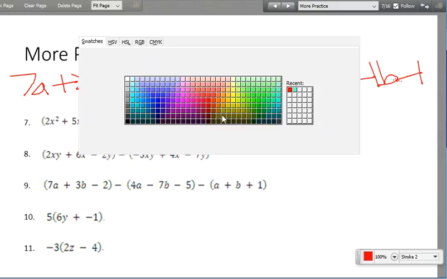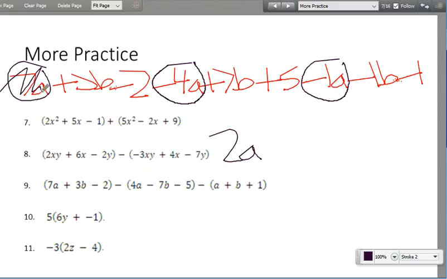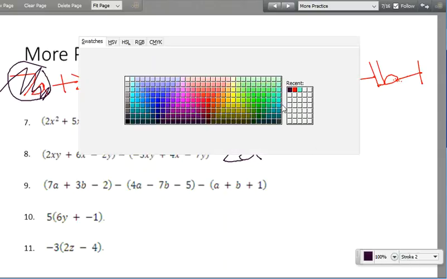So let's go ahead and start right here with the 7a. So we have a 7a, we have a negative 4a, because there's a minus sign in front of it, which actually makes it negative. We have a negative 1a. So 7 plus negative 4 is 3. 3 plus negative 1 is 2. 2a. Okay, so we just took care of these. I'm going to just cross them out so that we know that we've taken care of all of the terms that have an a.